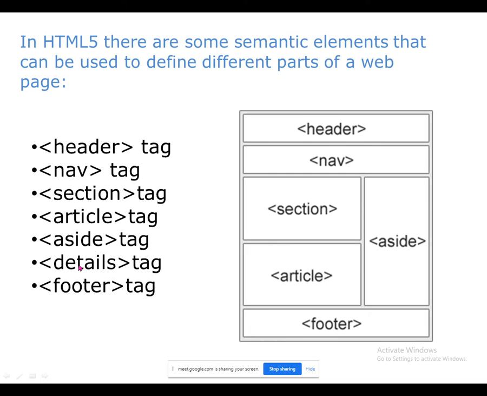Okay, if you want to add further details or information regarding any article, section, or topic, you can add that information under the details element. And if you want to add footer information, you can add that too. See, why use such different elements?